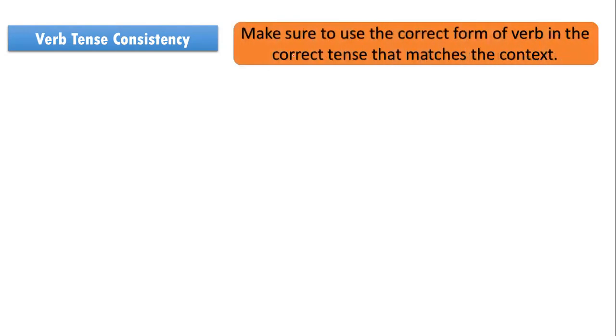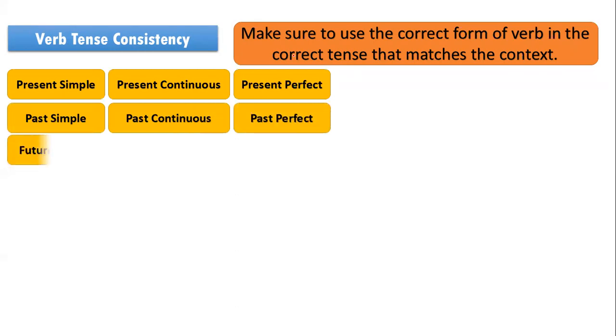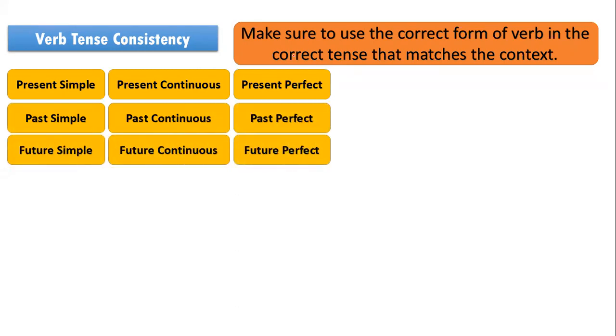Right. Verb tense consistency, everyone. Here it is. Make sure to use the correct form of the verb in the correct tense that matches the context. Let me see an example. Type. Of course, we know that we have present simple, present continuous, present perfect, past simple, continuous, perfect, future simple, continuous, perfect, or progressive. Sometimes we call it progressive.